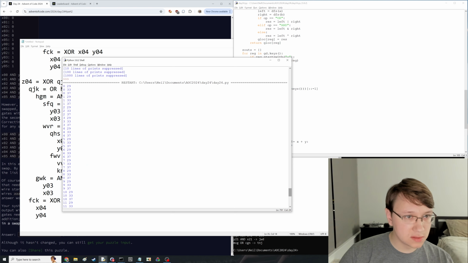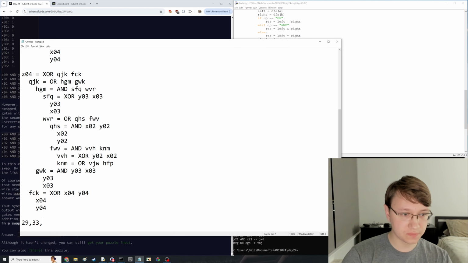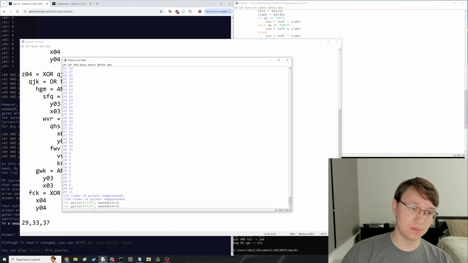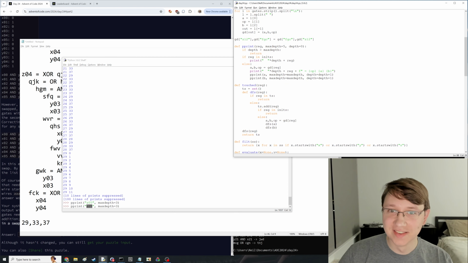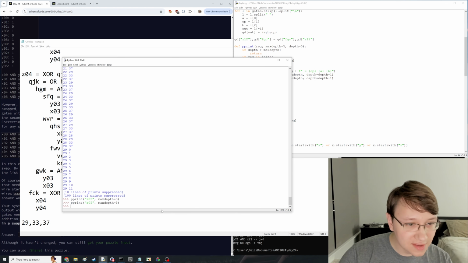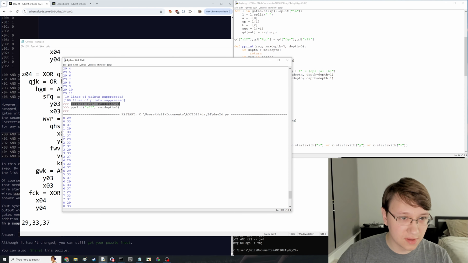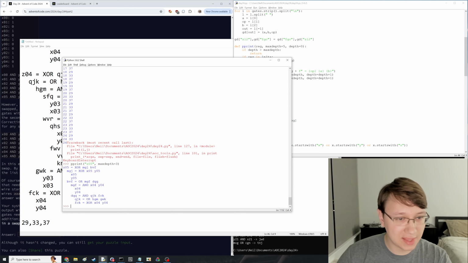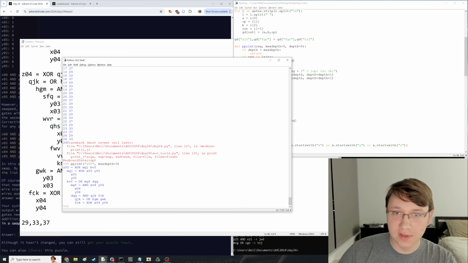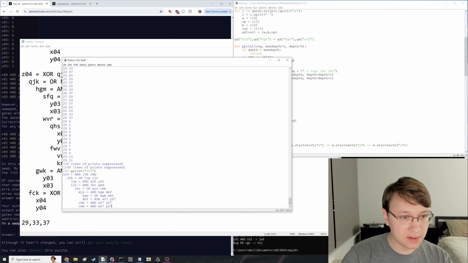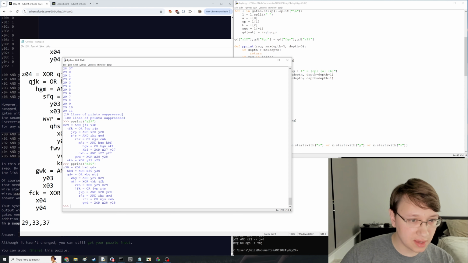So what were the things? 29, 33, 37. Okay. I don't like that. Why is it not printing anything? Why is it printing nothing? Hello? Oh, it's because my print is hitting the print suppression. Come on. Okay. Z29 and Z30.